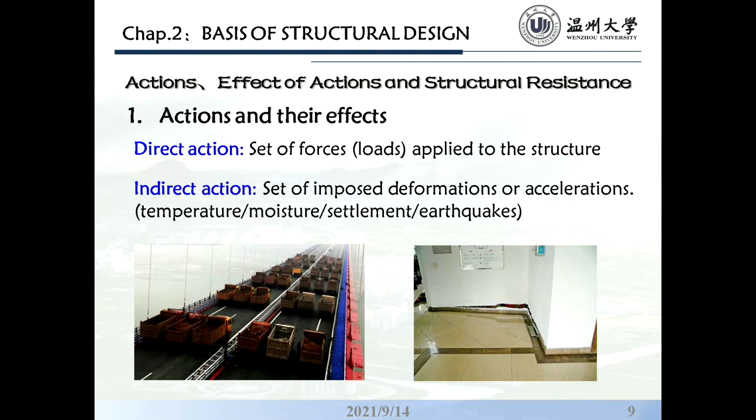Okay? And another is the temperature. Like for a building in summer or in the sun, right? The temperature is really high. For material, it will expand. And for the winter, right? Winter, there is snow on the building surface, so it will shrink. So there is a deformation, right? Happened on the building. For this type of load, temperature, we also think of it as an indirect action.